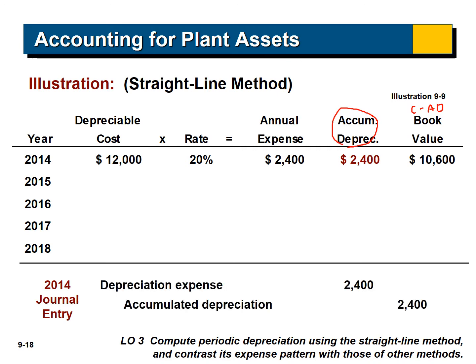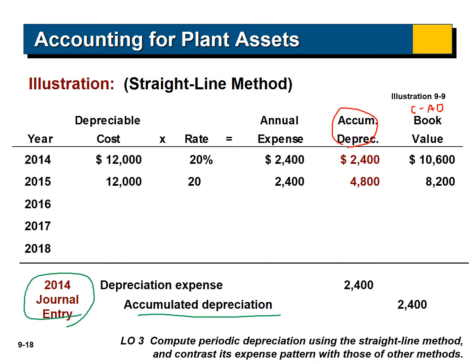So the journal entry for 2014 is down the bottom here. It is depreciation expense debit, accumulated depreciation credit. This is a contra asset, and it will be the same for every year. Now accumulated depreciation, 2,400 plus 2,400 is 4,800. 4,800 from the initial cost is 8,200. And we do the same thing every year.